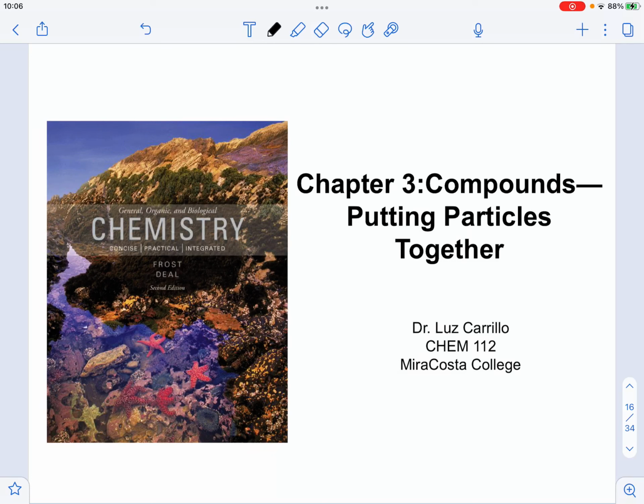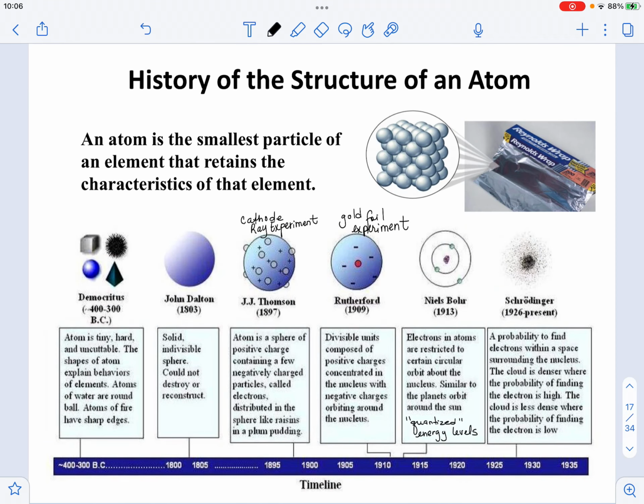And now we're going to talk about the concepts of chapter 3, which is titled Compounds: Putting Particles Together. In chapter 1, we learned about the different elements that we have in the periodic table. In chapter 2, we learned that those elements are formed from putting together protons, neutrons, and electrons. And before we proceed into understanding these atoms more, let's just talk about all the history that had to come before all of these findings of the subatomic particles and the elements of the periodic table actually happened.